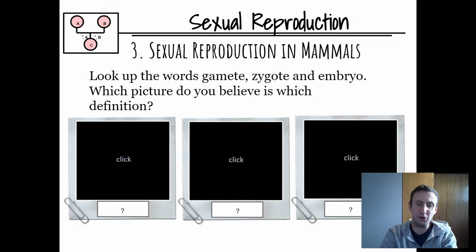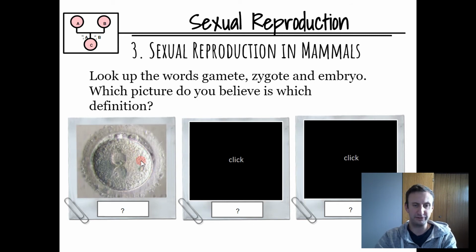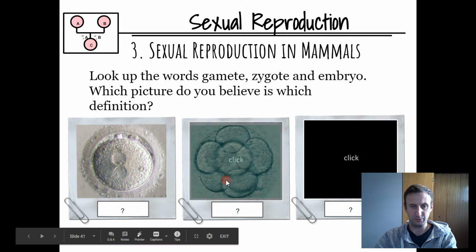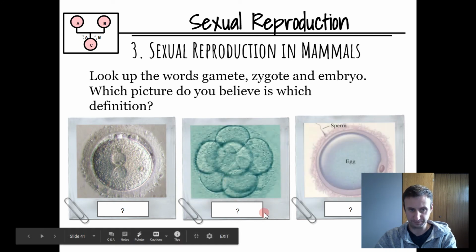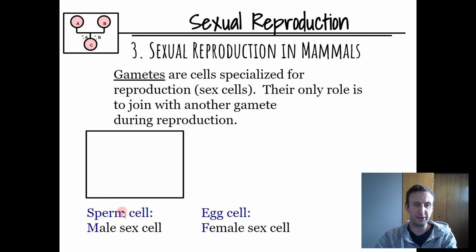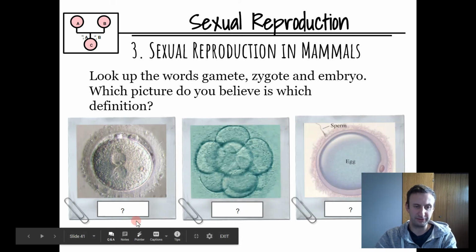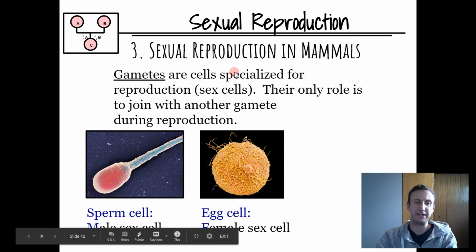All right, so looking at the words gamete, zygote, and embryo, which pictures do you believe is which definition? So what is this? What is this? And what is this? If I look at this without any more information, I would probably think that this is the egg, while this is the zygote, or sorry, the embryo, my bad, because it's already divided. And this would be fertilization, or a zygote. So there we go.